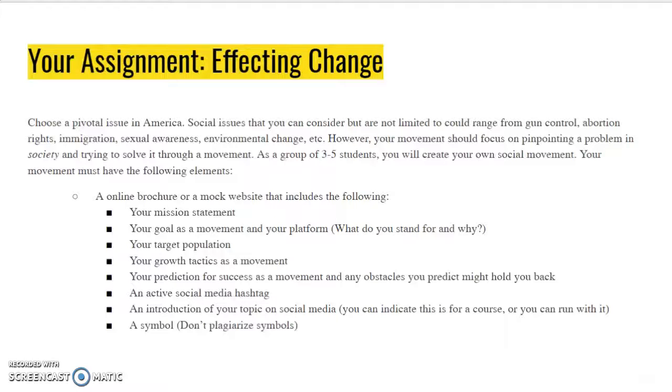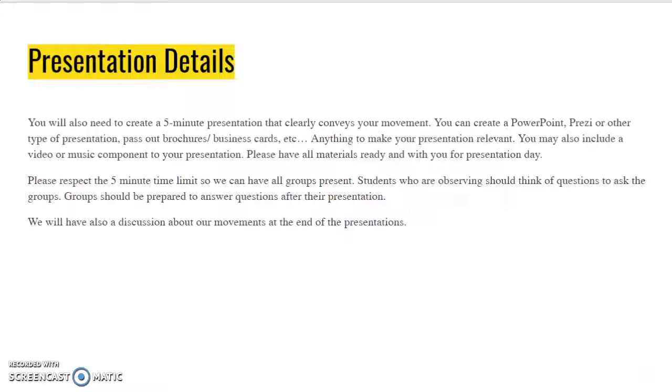So you could ask them to include it as part of a course. But I have had some students in the past that have actually wanted to run with it, and they want to spread the news on campus about this movement. So it's really up to your student what is their comfort level. And then finally, they should create an original symbol, so not plagiarize symbols from other movements.